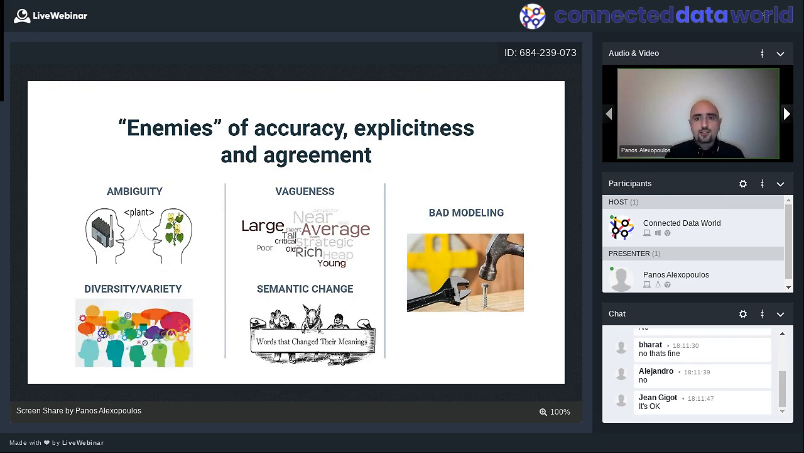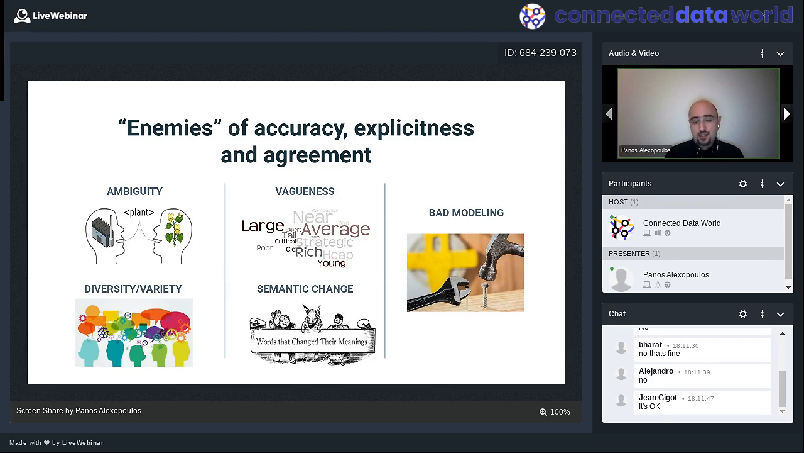Third, we have vagueness. Vagueness is when we have concepts and relations whose truth conditions are not explicitly known or agreed among people. One example is, for instance, the essentiality of a skill for a given profession that I just mentioned. But in general, when you see terms like near, average, large, critical, strategic, rich, all these are vague terms for which we rarely have an objective definition, an objective truth condition.